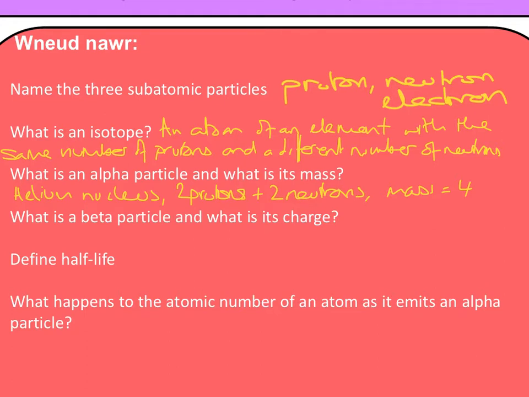Okay, a beta particle then for the next question. So a beta particle is a fast moving electron. Okay, again emitted from the nucleus of an unstable atom. Its charge equals -1.